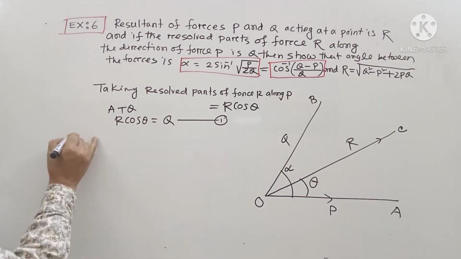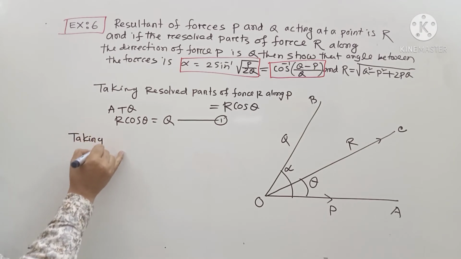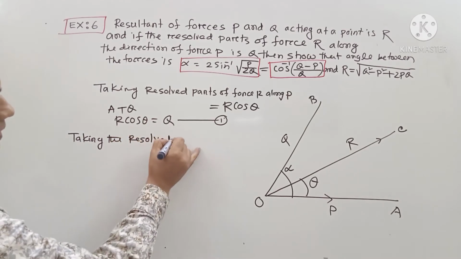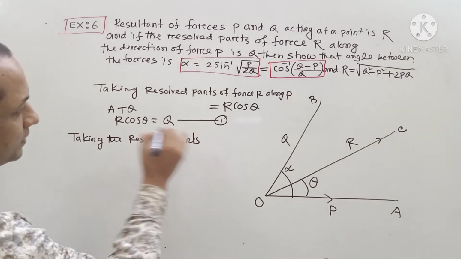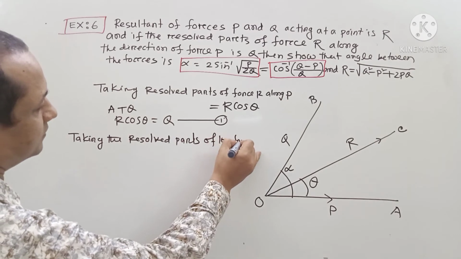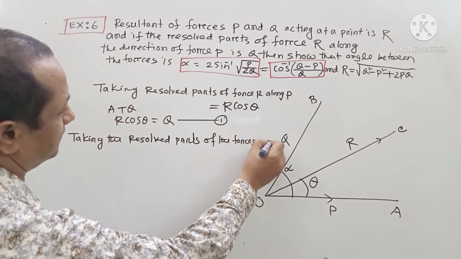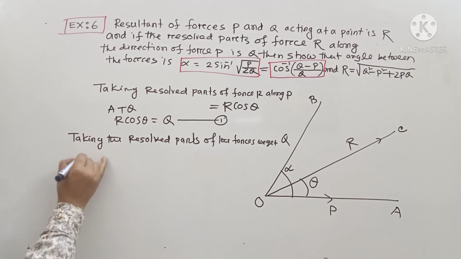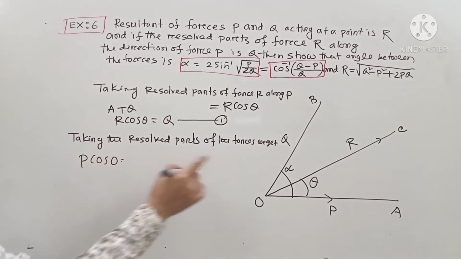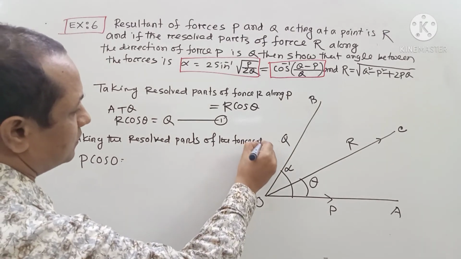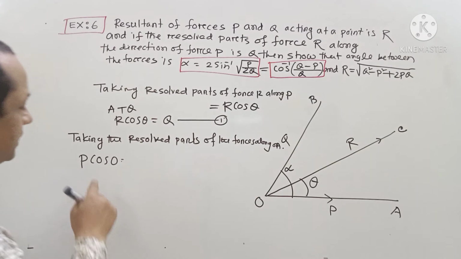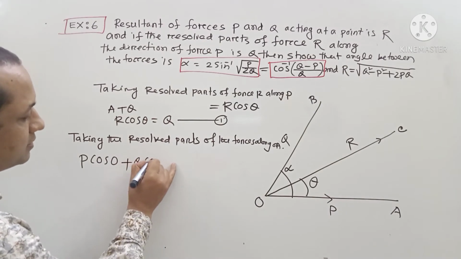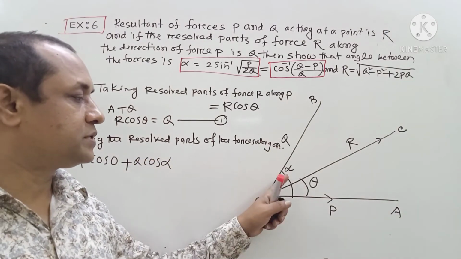Again taking the resolved parts of the forces, we get, student, the resolved part of P is P cos 0, because along OA, the resolved part of forces along OA or P. So we have P cos 0 plus the resolved part of Q, which is Q cos alpha, because the angle between the two forces is alpha.